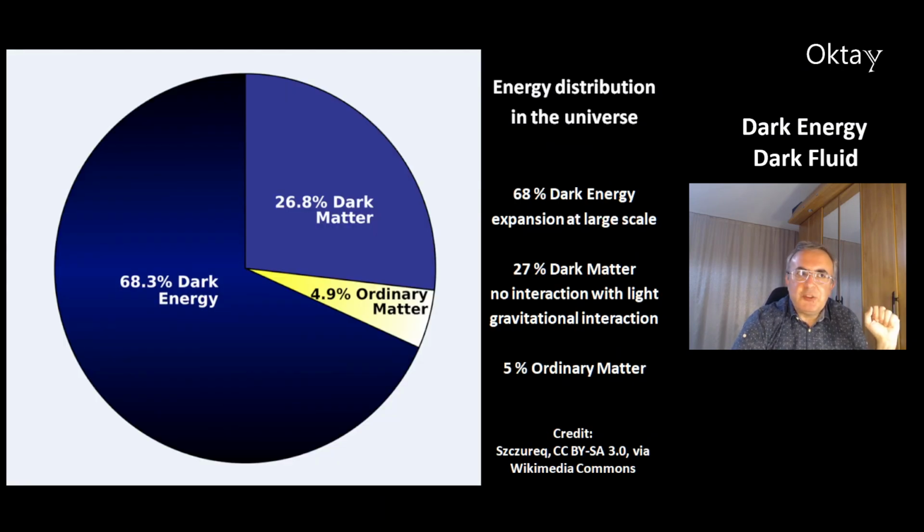This is the energy distribution in the universe. 68% is dark energy. It causes the expansion at a large scale in the universe. 27% is dark matter. It's called dark matter because it has no interaction with light, but it interacts gravitationally. And the matter that we know, the ordinary matter, makes only 5%.